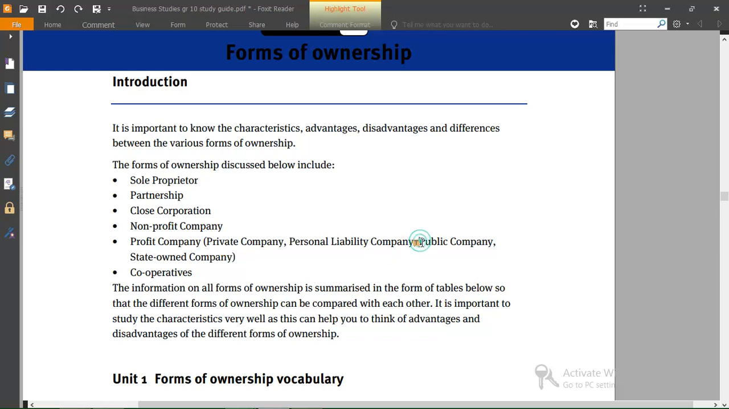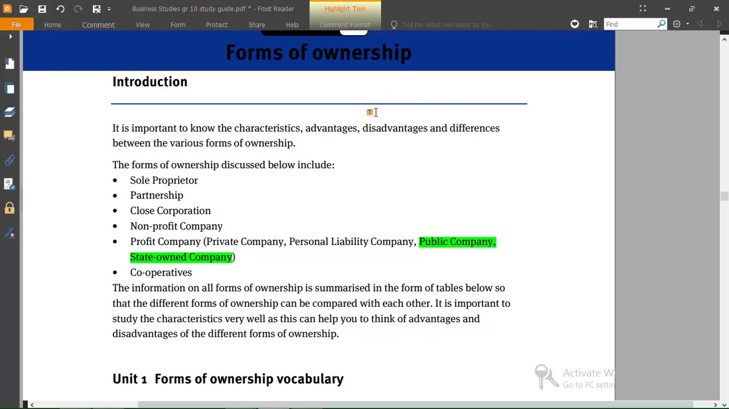So today we want to talk about the other 2 profit companies. We are still under profit companies, but we are talking about the last 2 profit companies, which are a public company and a state-owned company, right? And then in our last lesson this week, we'll talk about the remaining non-profit company and cooperatives.